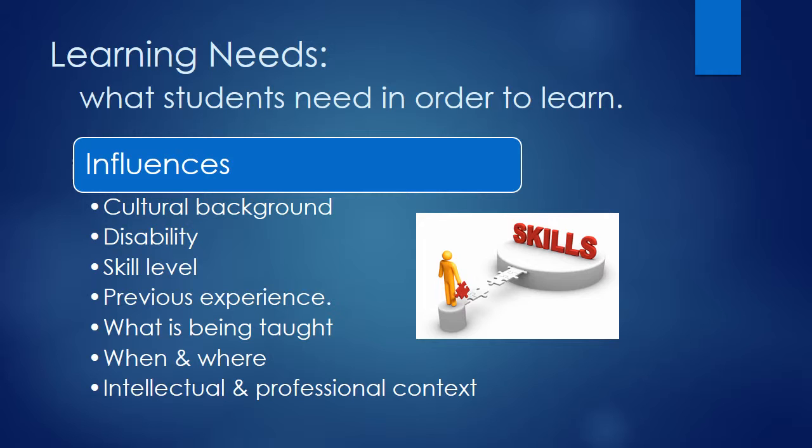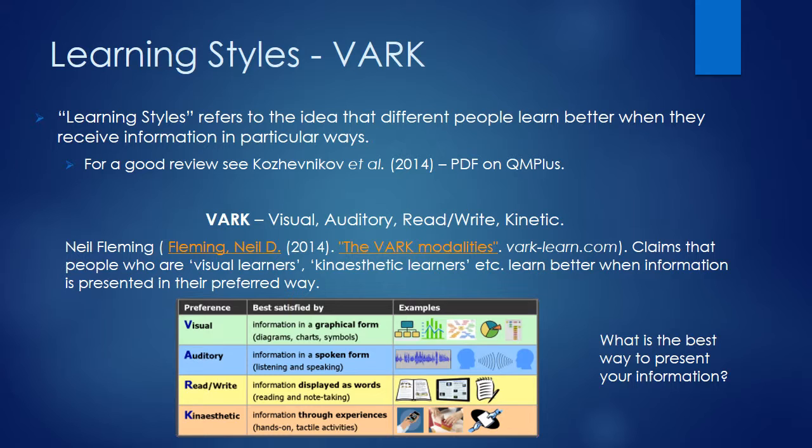And finally, the intellectual and professional context. If students are embarking on a medical degree, which has a very specific professional context, they're all thinking of becoming doctors, they'll have different student needs to, say, students embarking on an English degree, which leads to a lot of different careers, so they don't have a set professional context. And those are just a few of the influences that can possibly affect students' learning needs.